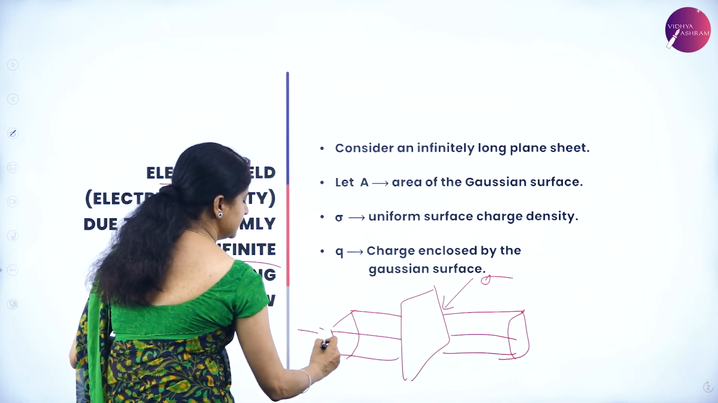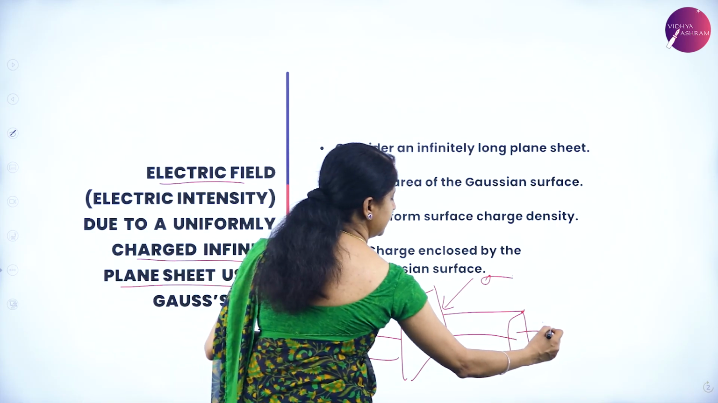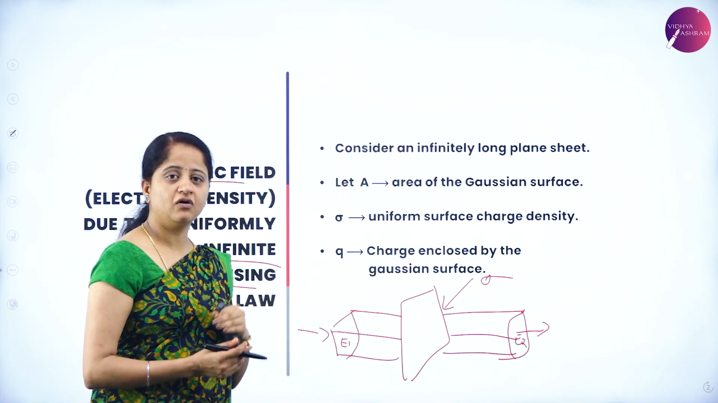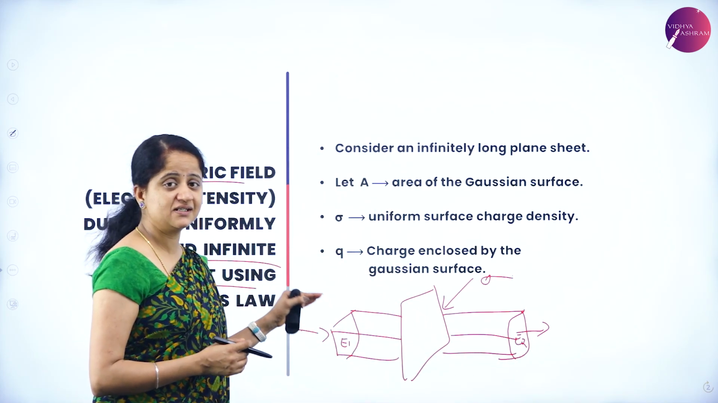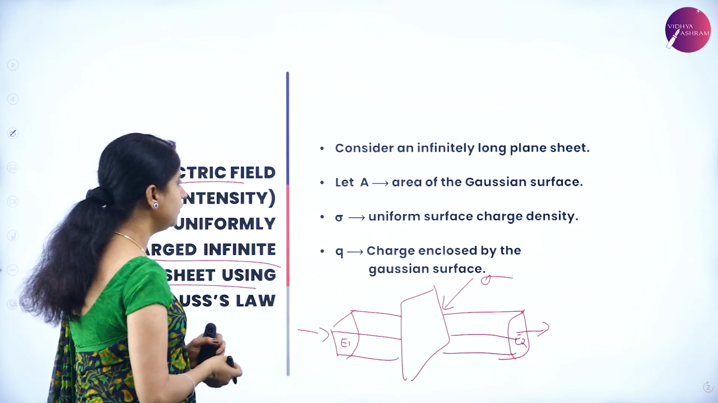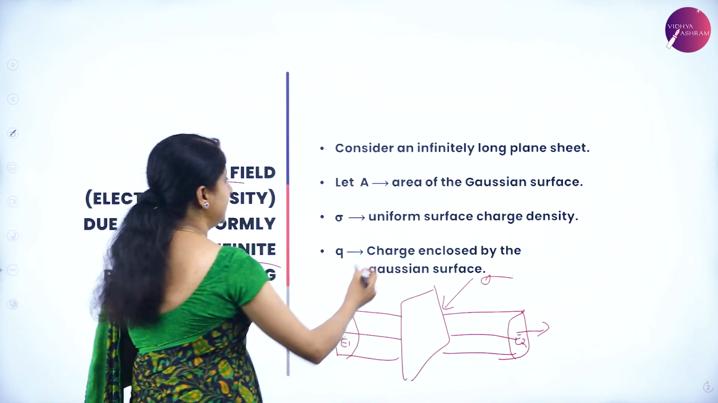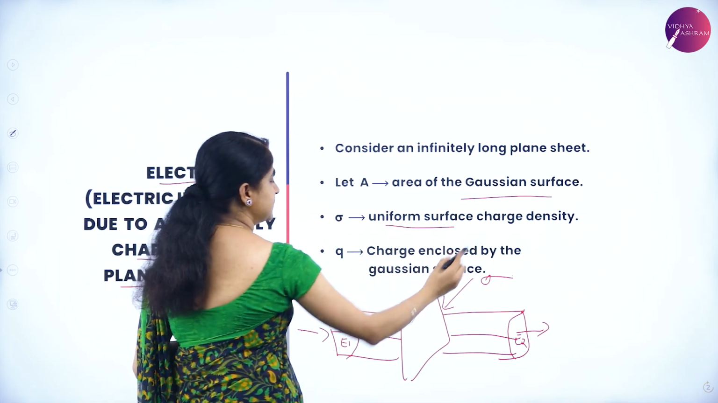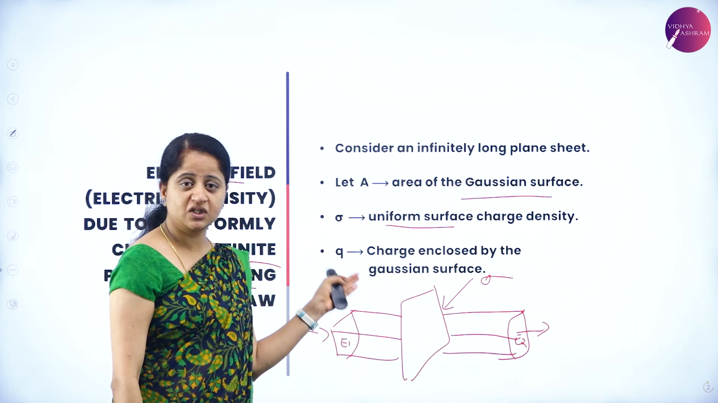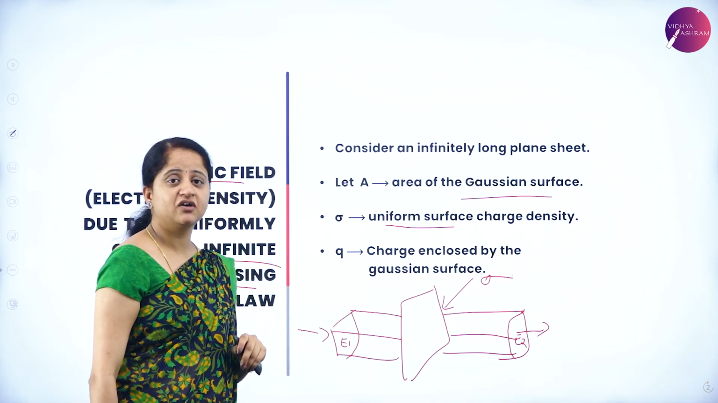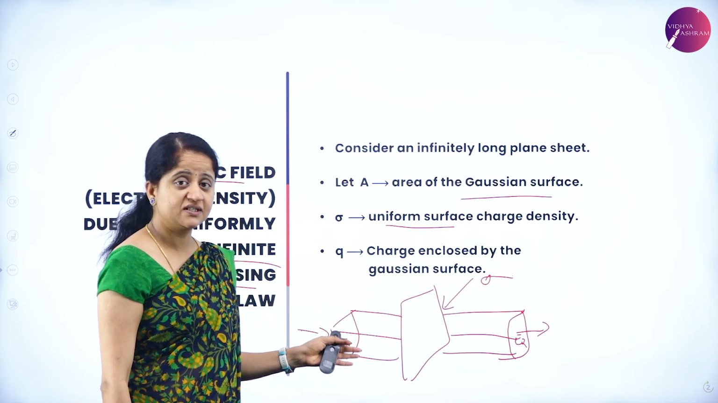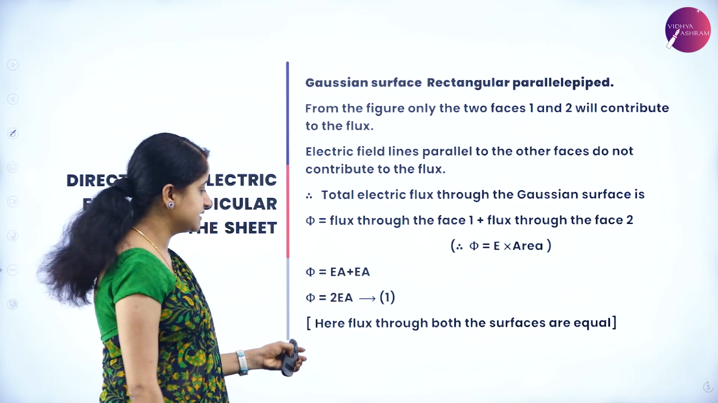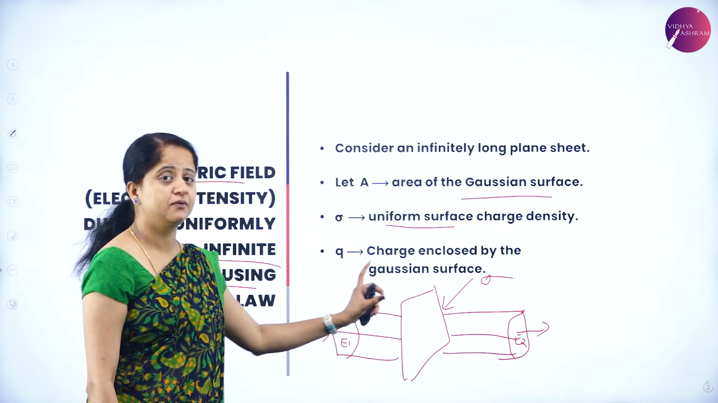It has two ends. So this is end 1 and this is end 2. And this will help us in the flow of electric field, that is electric flux is contributed by two ends. Now let A be the area of the Gaussian surface, sigma is the uniform surface charge density, and we all know what is Q, that is the charge enclosed by the Gaussian surface. Here what is our Gaussian surface? It is a rectangular parallelopiped. So we have considered a rectangular parallelopiped Gaussian surface.